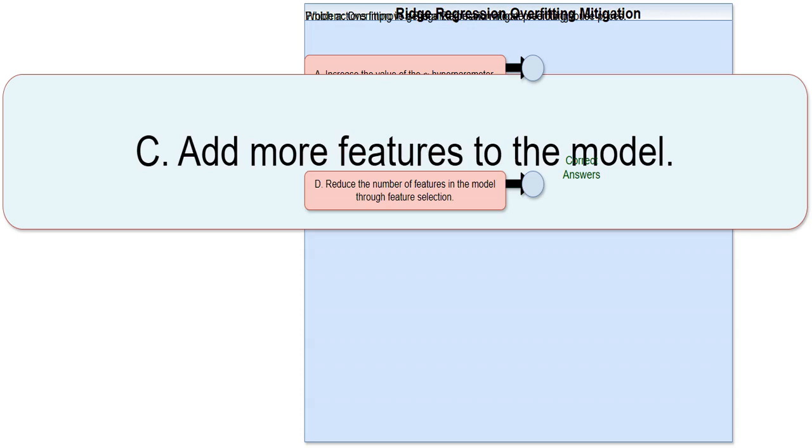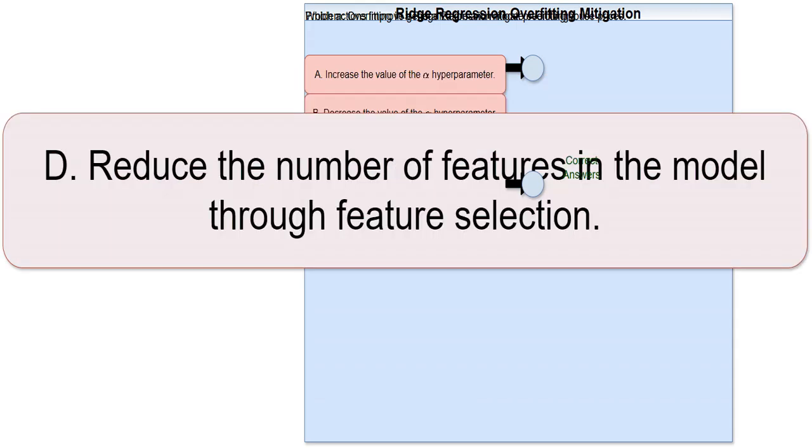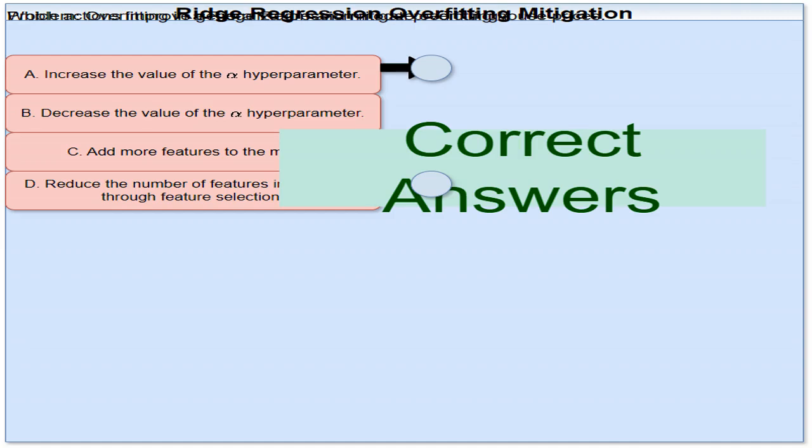Adding more features isn't always a good idea. It could introduce noise or redundancy, potentially increasing complexity and overfitting. More features don't automatically mean a better model. Feature selection is often key to building robust models. By removing less important or redundant features, I can simplify the model, potentially preventing overfitting. This focuses the model on the most relevant aspects of the data. The best approach in this scenario is increasing alpha for stronger regularization and performing feature selection to simplify the model and improve generalization.